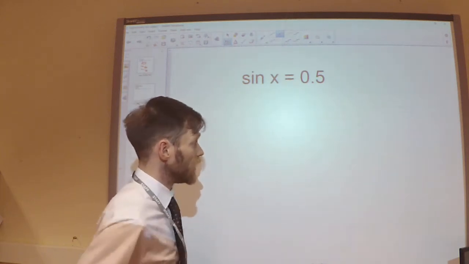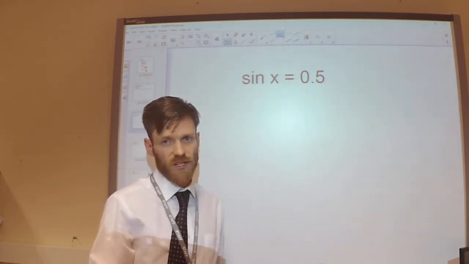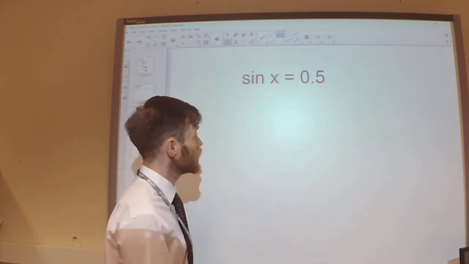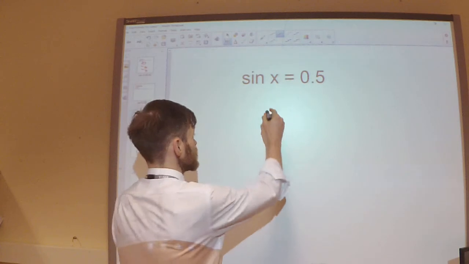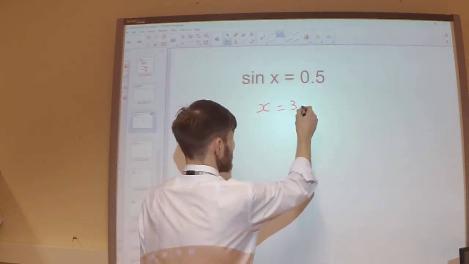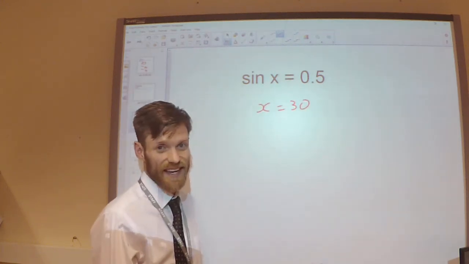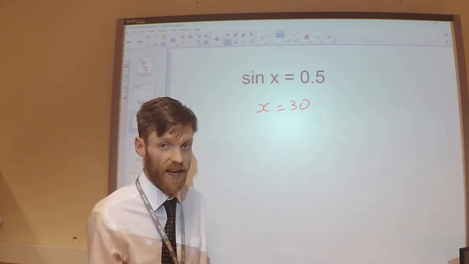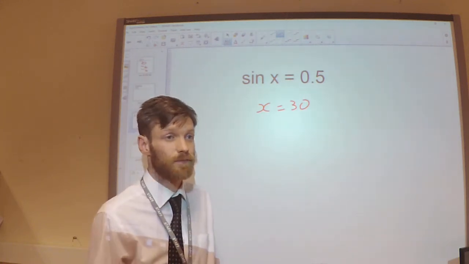Now, we already know one solution to this. We've already seen it several times in these videos. Hopefully you know that sine 30 is a half. It's one of the exact values that we looked at in the very first video. So we know sine 30 is a half. So that's one solution to this.